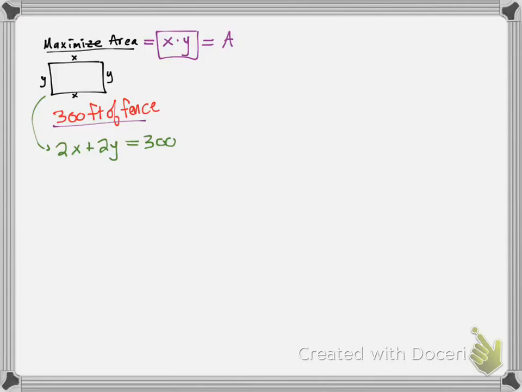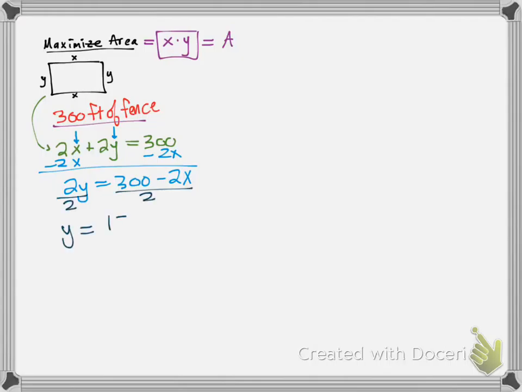So what we need to do is solve for either x or for y in terms of the other one. I'm going to solve for y, so I'm going to subtract 2x from both sides. And we get 2y equals 300 minus 2x. And to finish solving for y, I'm going to divide by the 2, which gives me y equals 150 minus x.